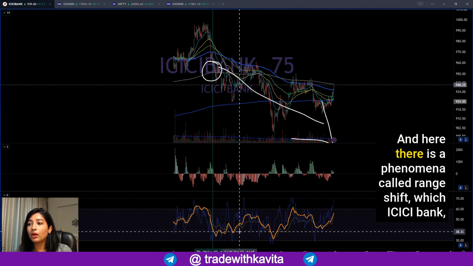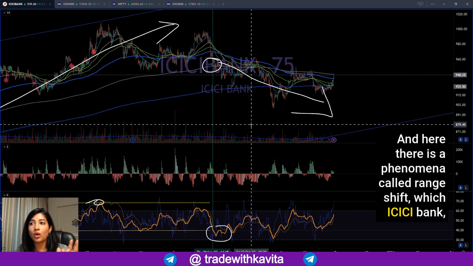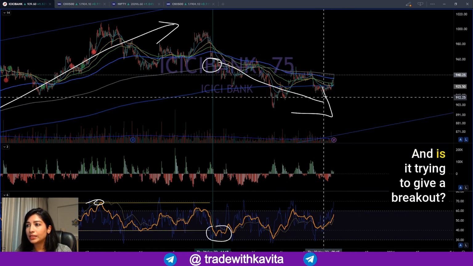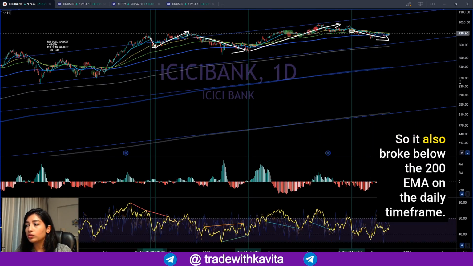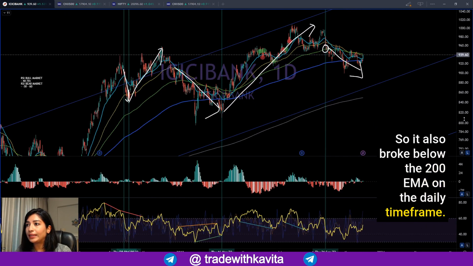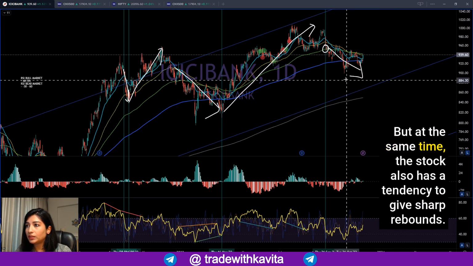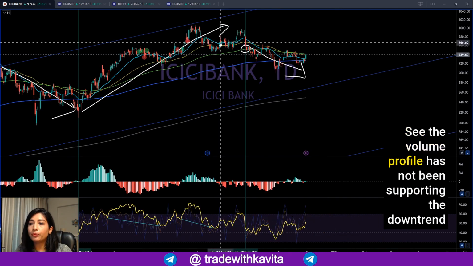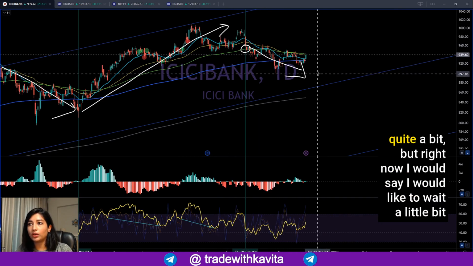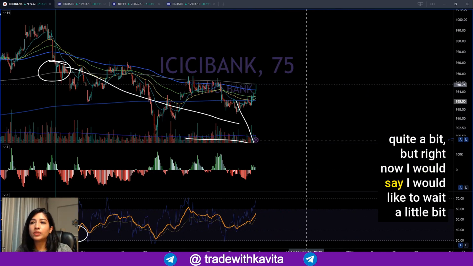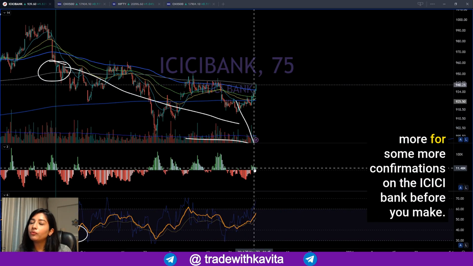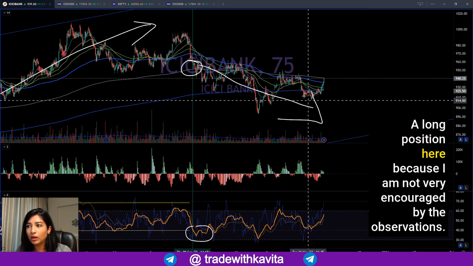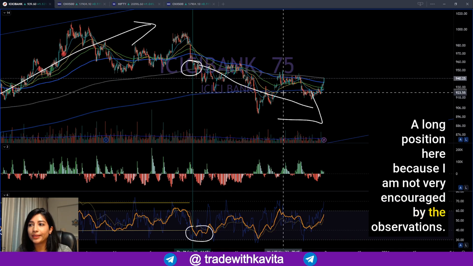And here there is a phenomenon called range shift, which ICICI Bank, I really believe, is in the bearish range right now. And is it trying to give a breakout? So it also broke below the 200 EMA on the daily time frame. But at the same time, this stock also has a tendency to give sharp rebounds. See, volume profile has not been supporting the downtrend quite a bit, but right now I would like to wait a little bit more for some more confirmations on ICICI Bank before you make a long position here, because I am not very encouraged by the observations.